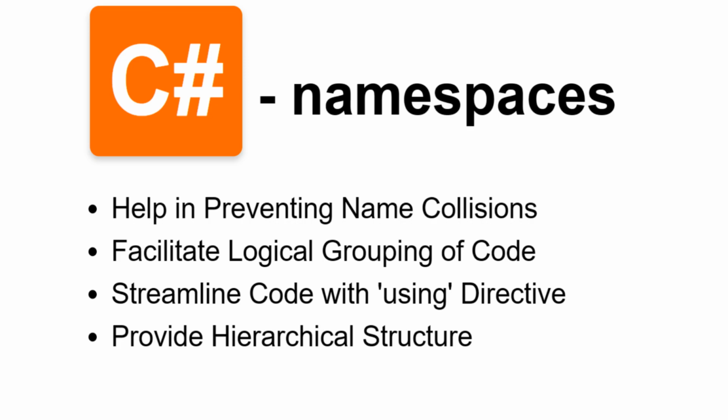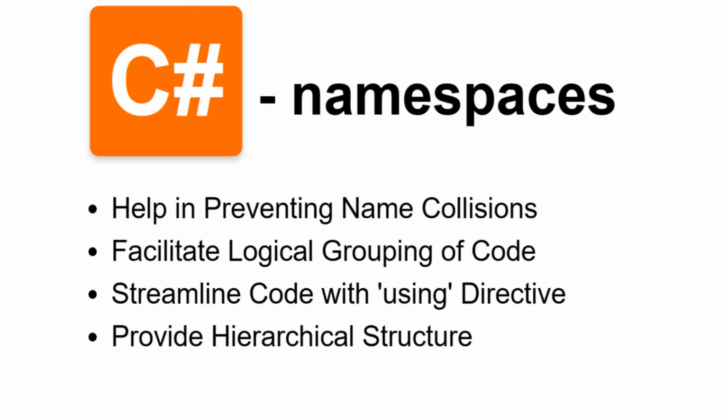Now, let's look at the reasons behind using namespaces. Preventing name collisions. Without namespaces, you would need to ensure every single class has a unique name. This could quickly become challenging as the size of your project grows. With namespaces, you can have classes with the same name as long as they're in different namespaces. For instance, you could have a customer class in an accounting namespace and another customer class in a marketing namespace, and there wouldn't be any conflict between the two.